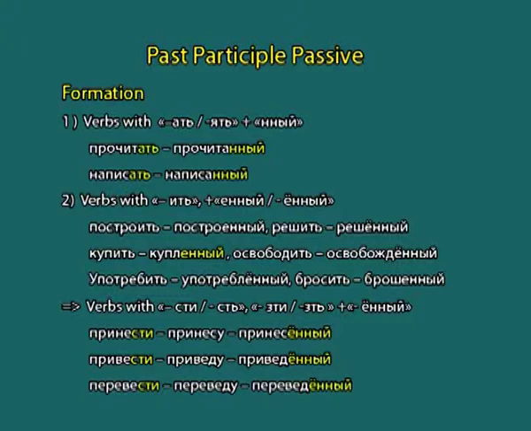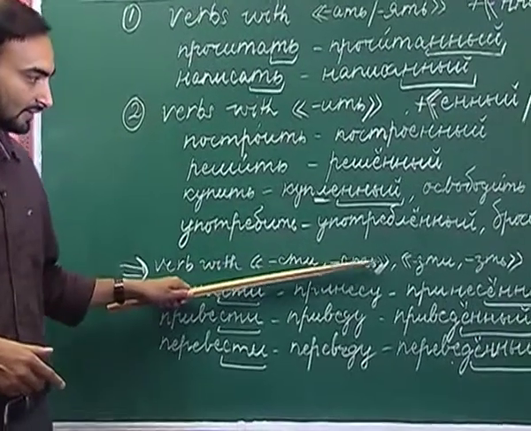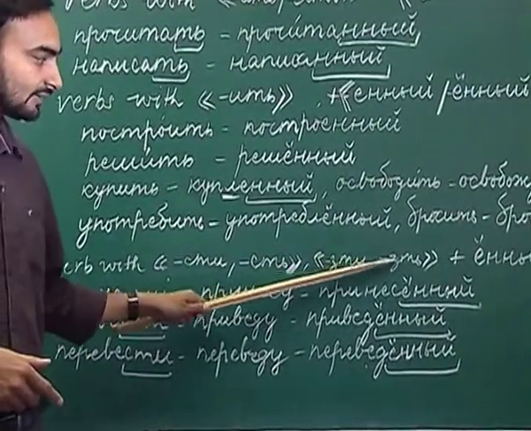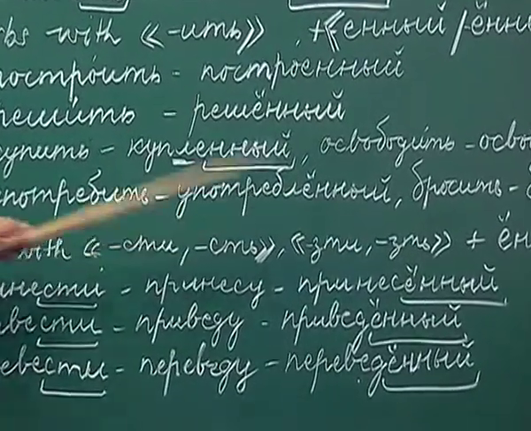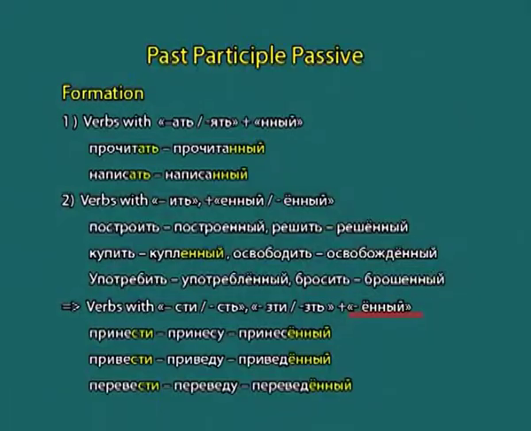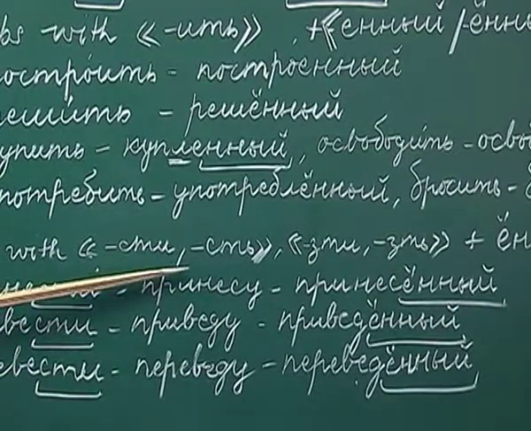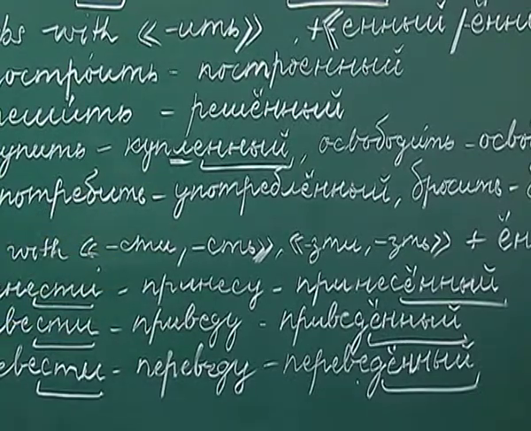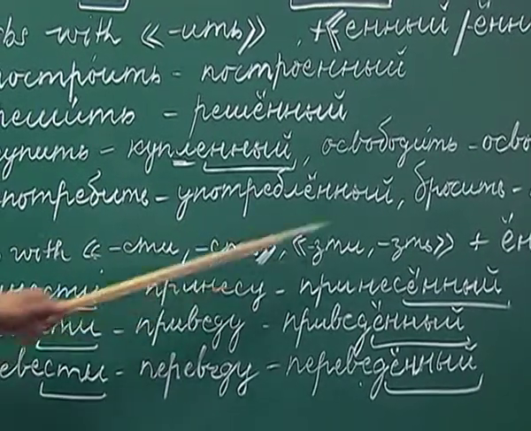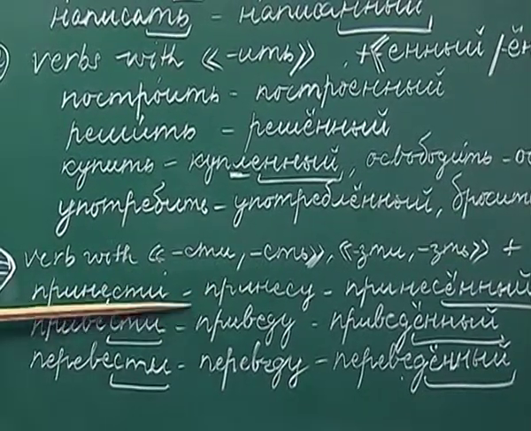Now again there are verbs with the ending ste or ste soft sign, or zte or zte soft sign. So whenever we come across any words with these endings, then we use the suffix yonni, and the past participle passive is formed from their conjugated form. So first you have to conjugate them in the first person singular number and then you have to form the past participle passive. So how do we do that? Let's look at some of the examples.